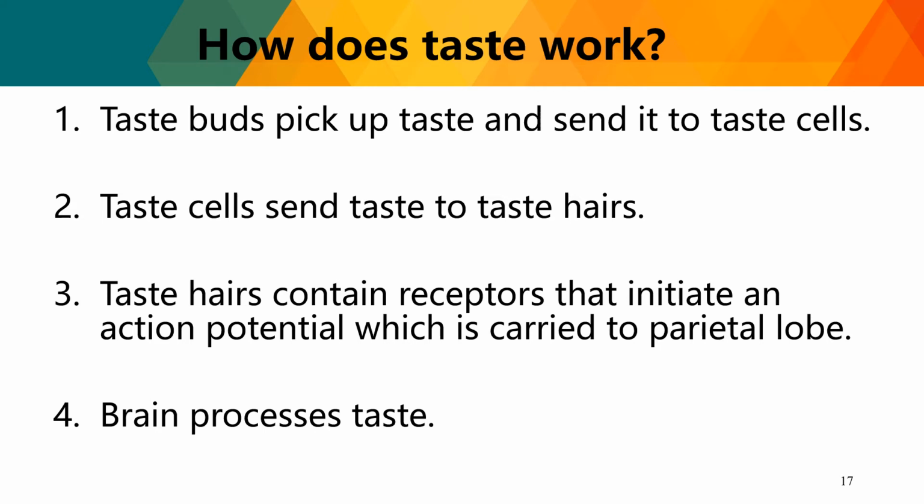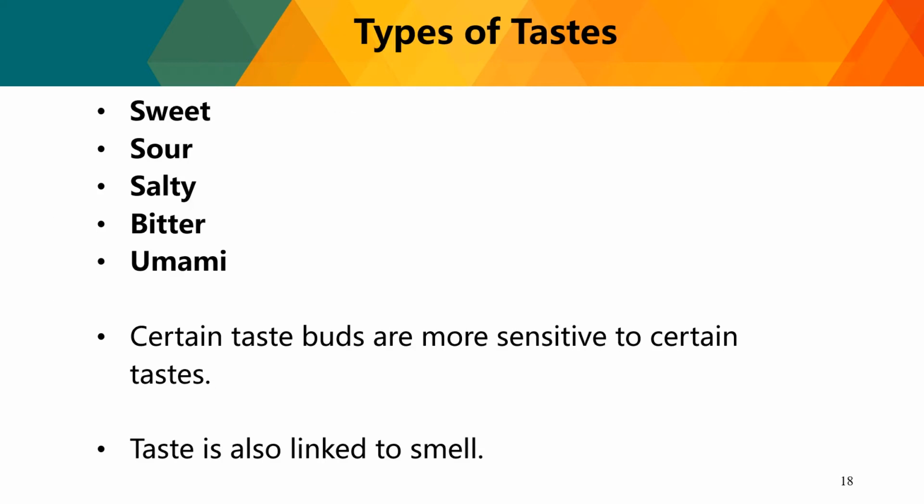So, how does the taste work? Taste buds pick up taste and send it to the taste cells. Taste cells send taste to the taste hairs. And then taste hairs contain receptors that initiate an action potential which is carried to the parietal lobe. And then the brain processes taste. Okay? So the types of tastes, you have sweet, sour, salty, bitter, and the last is umami. Certain taste buds are more sensitive to certain taste, and taste is also linked to smell.